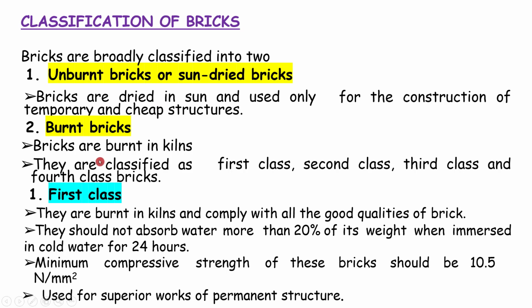In the case of burnt bricks, the bricks are burned in kilns. They are classified as first class, second class, third class, and fourth class. Whatever bricks we use are normally the burnt bricks. So we see that there are different classes. First class bricks are very high quality bricks. Second class, lesser quality compared to the first class, then third class and fourth class. These class divisions are made based on some properties exhibited by the bricks. So we will see what the properties are.